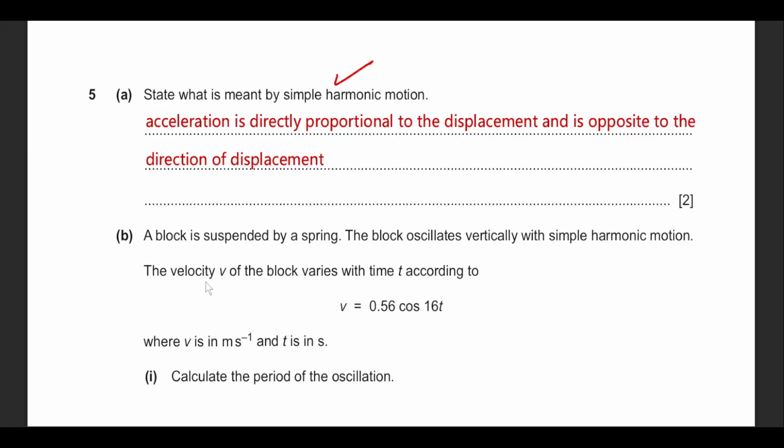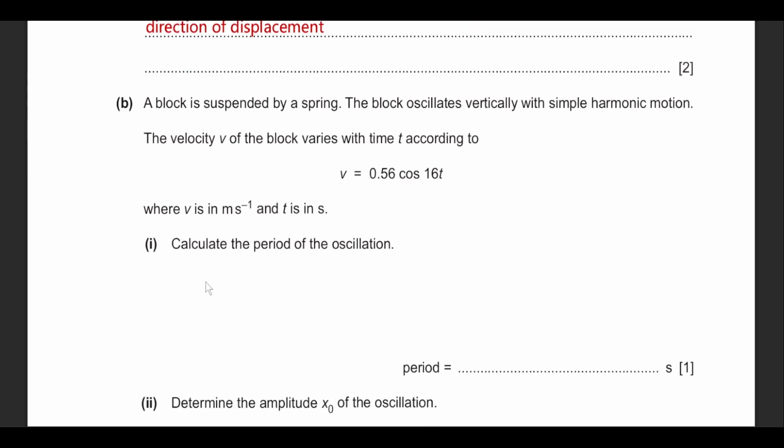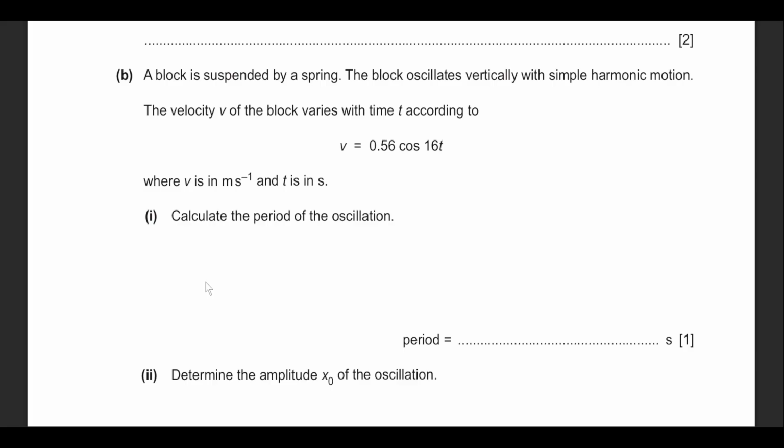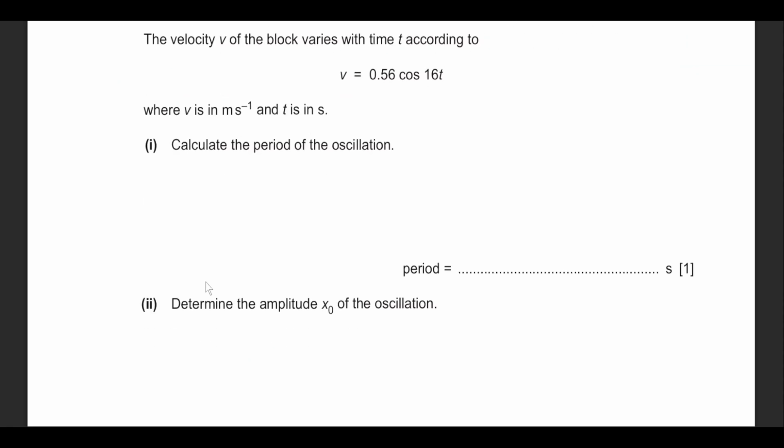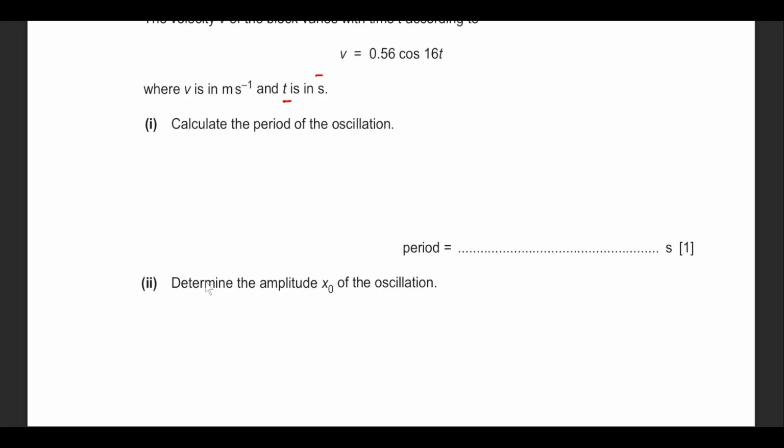Question 5, simple harmonic motion, very common definition. Acceleration directly proportional to displacement, and acceleration is opposite to displacement. A block is suspended by a spring. Block oscillates vertically. Okay, fine. V is given as a function of time t. V is in meters per second, and t is in seconds. Calculate the period of the oscillation.